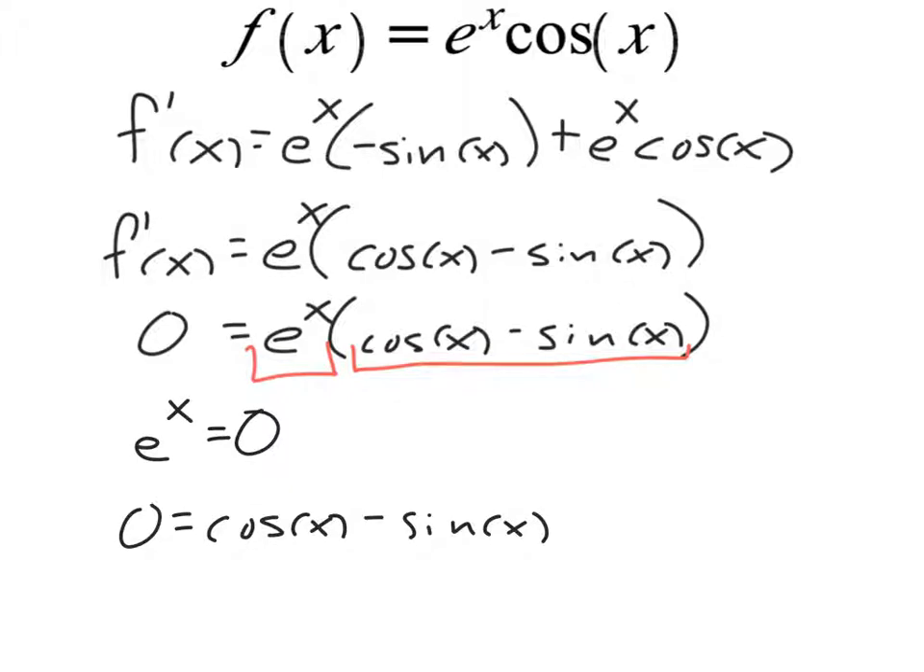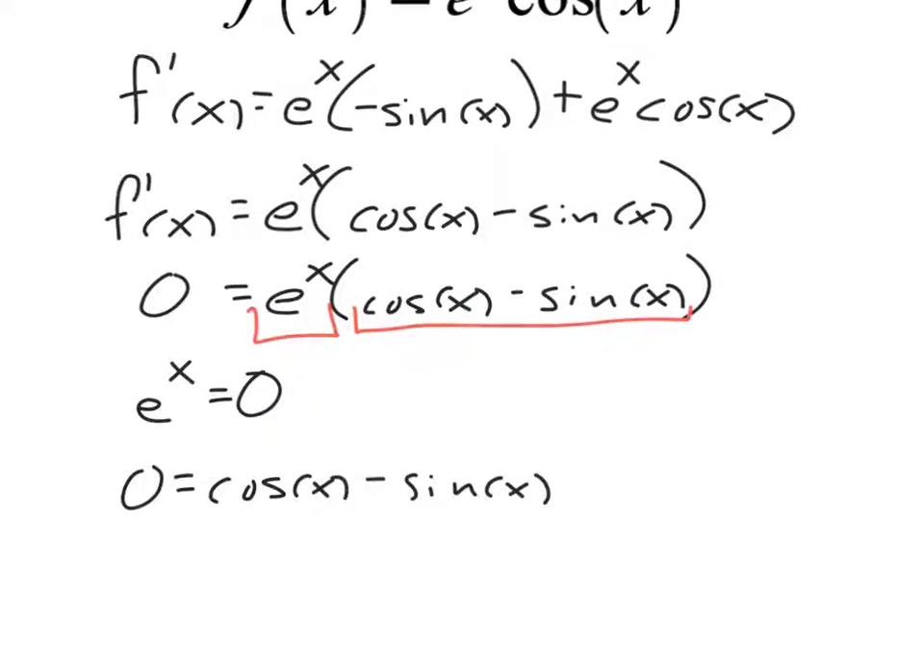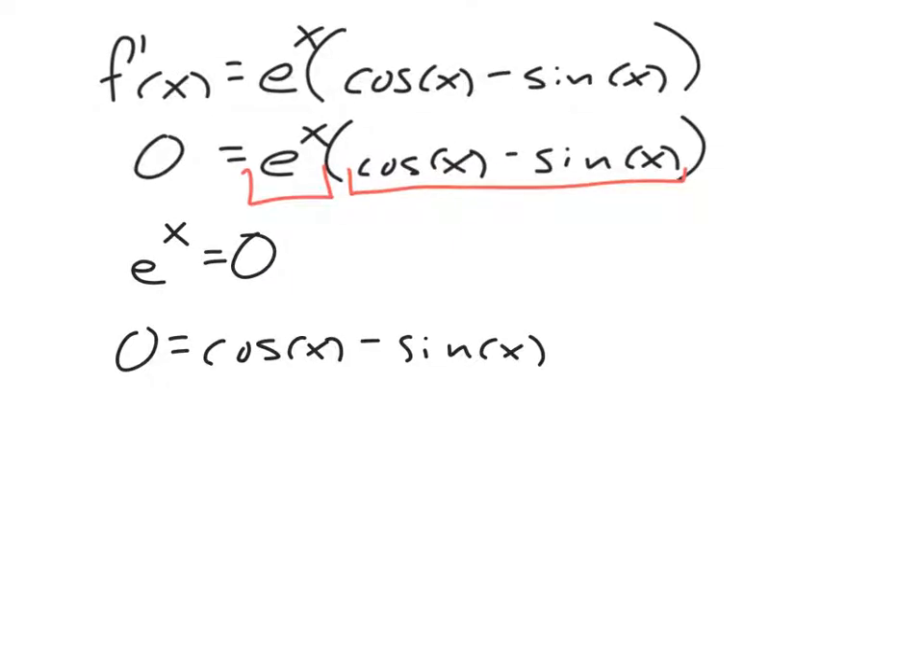Well, right now this looks kind of unusual, kind of awkward the way it's written, so let's clean it up a little bit. Let's move that sine to the other side. I'm going to go ahead and add sine of x to both sides of this. If we do that, we get sine of x equals cosine of x.